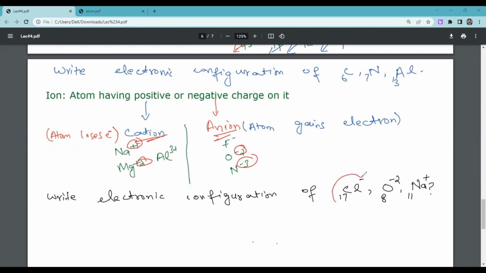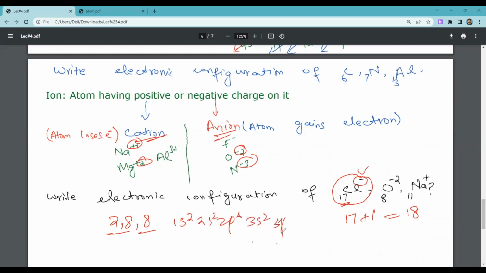Write the electronic configuration of Cl negative. Cl negative means that 17 electrons are already present in chlorine, while the negative charge indicates it now has one more electron. Now we will simply write 2, 8, 8. You can also write it in this way: 1s2, 2s2, 2p6, 3s2, 3p6. I simply wrote it according to the pattern asked in your exams, in your syllabus. Or for Cl negative, simply we can write 2, 8, 8.